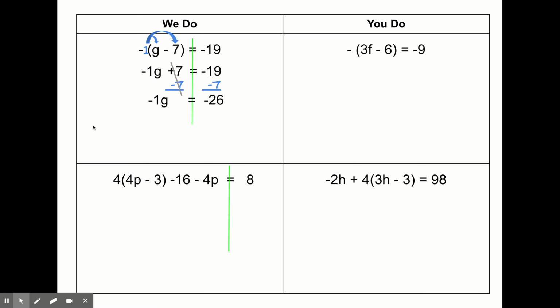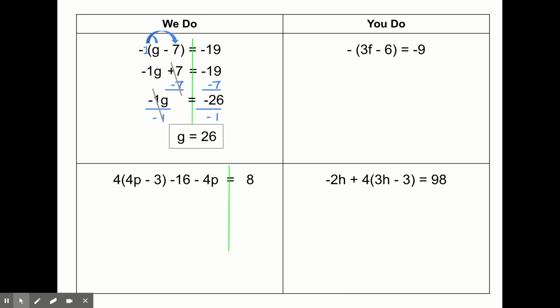This last step, in order to get g all by itself, isolated on the left side, we're going to have to divide by its coefficient, divide by what number's out in front. And if I don't write the 1, I'm not going to know what number it is. So let's divide both sides by negative 1. Reduces to 1g on the left. Now I can drop the 1. I don't need to write it. And negative 26 divided by negative 1 is just 26. I box my answer to make my dear sweet teacher happy.